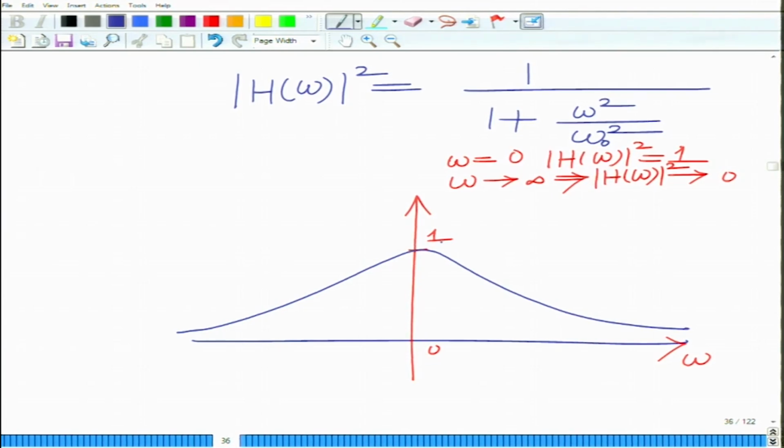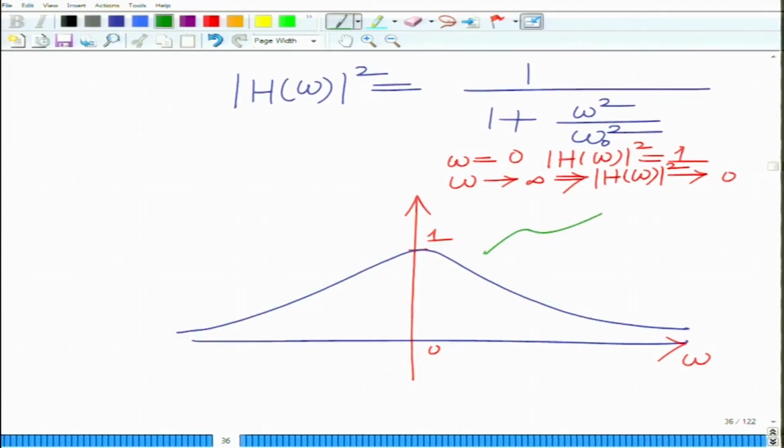So, you can basically see this has a peak at omega equal to 0, it has a maximum gain of unity, and on both sides, as omega tends to infinity and omega tends to minus infinity, the gain of the filter decays to 0. So, this is clearly a low pass filter, a non-ideal low pass filter, because it does not have any sharp edges, but it is smoothly decaying to 0 as omega tends to either minus infinity or infinity. So, this is basically your non-ideal low pass filter.